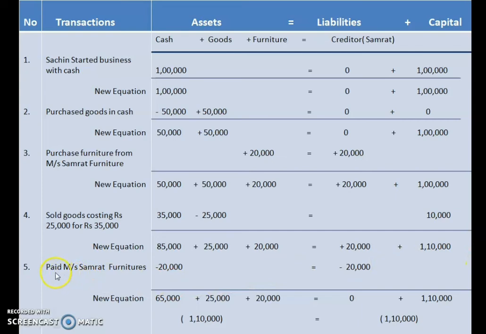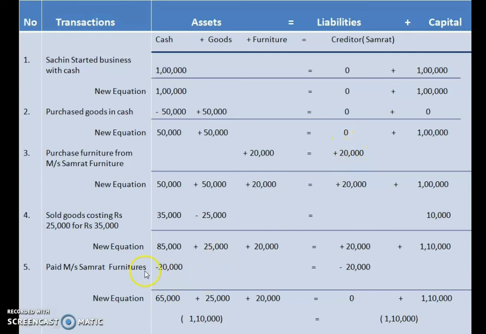Now here is the fifth case, that is paid Samrat Furnitures. So in earlier case, case 3, we have already seen that we have purchased furniture from Samrat Furnitures. From this store we have purchased furniture, and that furniture is coming in the business and we have not paid them cash. So under creditors list we have included Samrat Furnitures with 20,000.